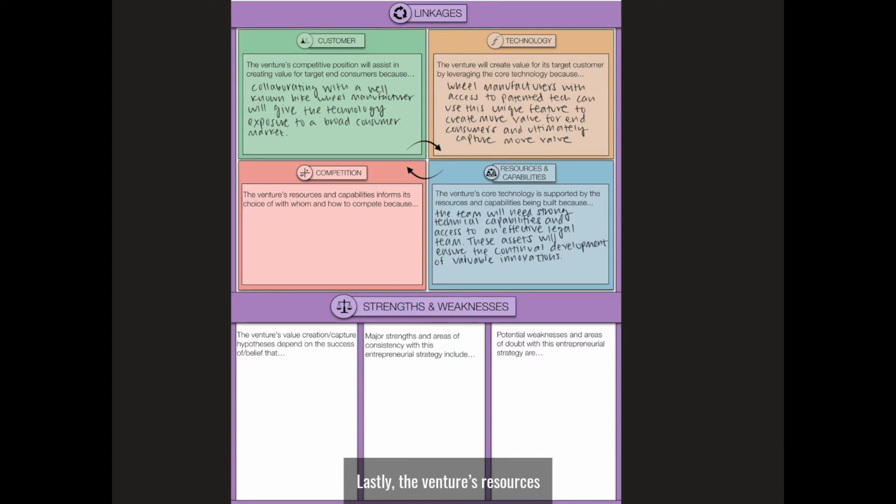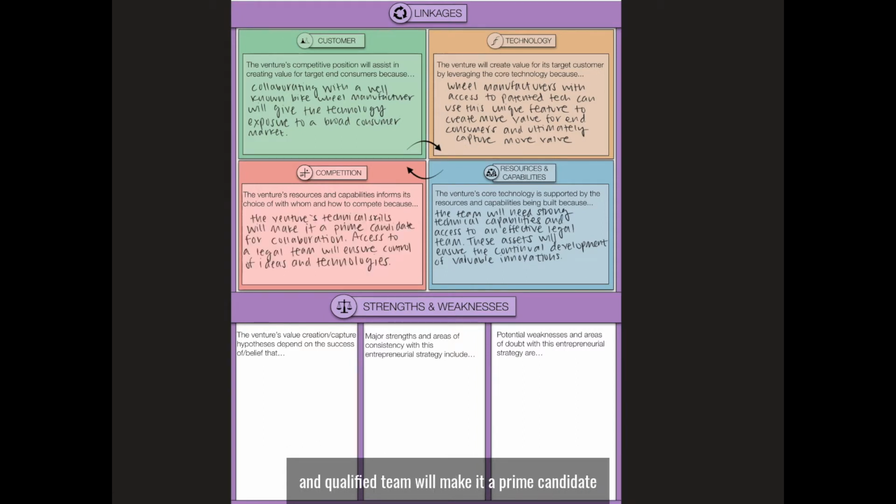And lastly, the venture's resources and capabilities inform its choice of with whom and how to compete, because the venture's technical skills and qualified team will make it a prime candidate for collaboration in the market. By completing the top section of this page, we've determined key linkages, so let's assess the strengths and weaknesses that they convey down below.